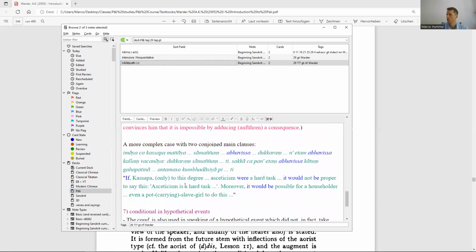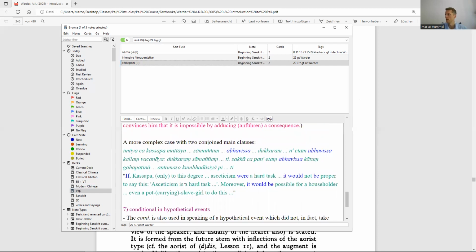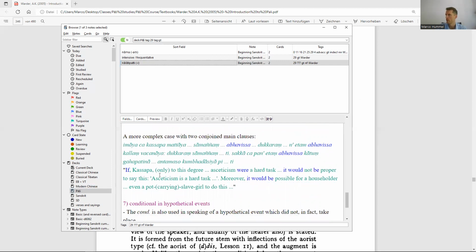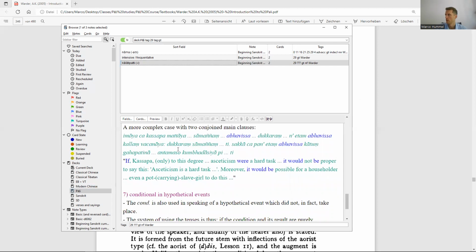A more complex case with two conjoined main clauses: imaya ce kassapa mattaya samannam abhavissa dukkaram, netam abhavissa kallam vacanaya dukkaram samannanti, sakka panetam abhavissa katum gahapatina antamaso kumbhadasiyapi. So if, Kassapa, only to this degree, imaya mattaya, asceticism were a hard task, samannam dukkaram, it would not be proper, na abhavissa kallam, to say this, vacanaya etam. So for the saying of this, asceticism is a hard task.